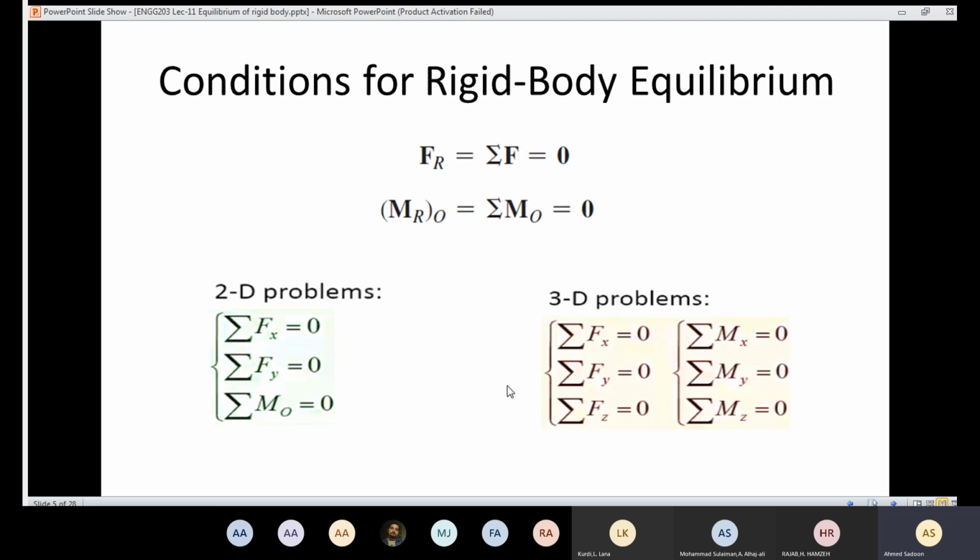If I'm going to deal with 3D problems, I'm going to use those equations. So here I'm going to have the summation of forces in Z equals 0, in addition to the summation of the moment about the X-axis equals 0, the summation of the moment about the Y-axis equals 0, and finally the summation of the moment about the Z-axis equals 0.